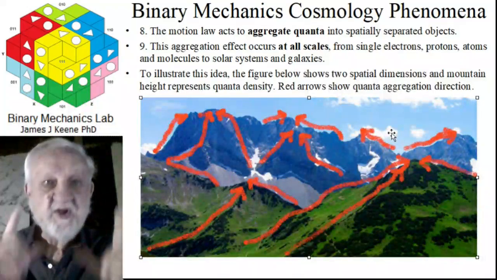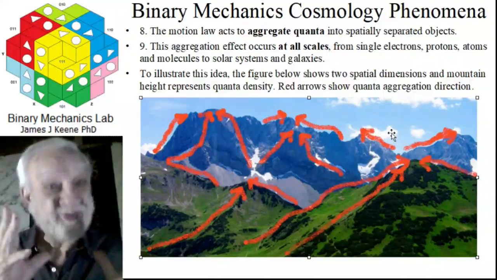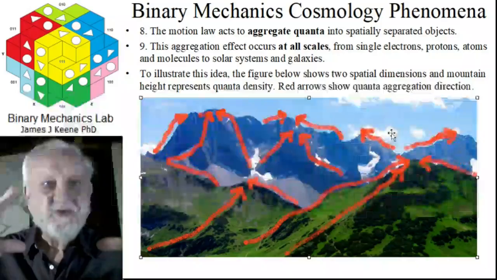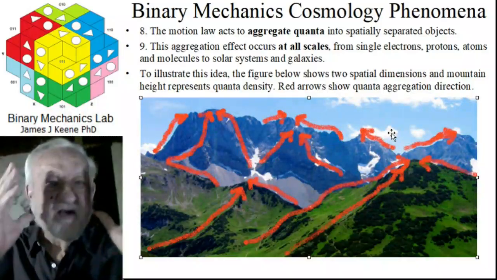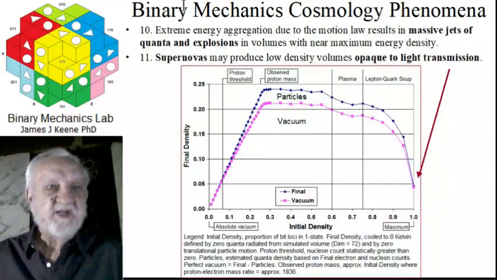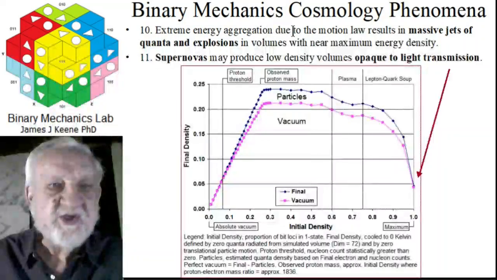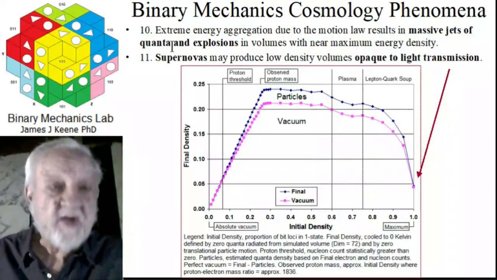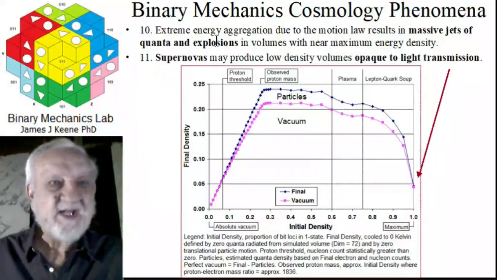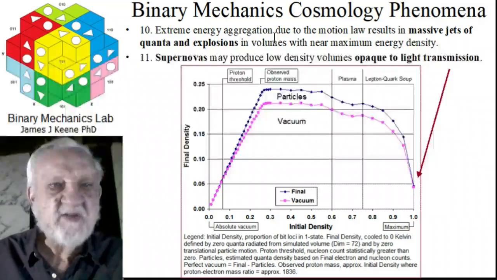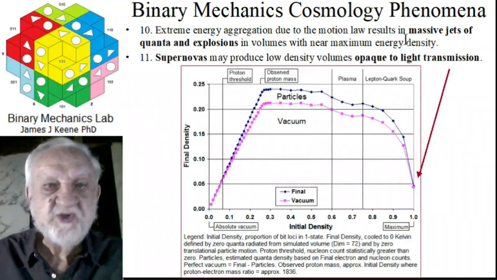Through the action of the motion law, eventually everything in the universe is going to come together into one giant mass of energy. How do we solve that? Okay, extreme energy aggregation due to the motion law results in massive jets of quanta, which astronomers have observed, and explosions, such as supernovas, in volumes with near maximum energy density.